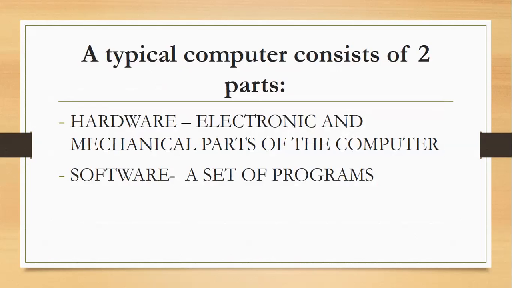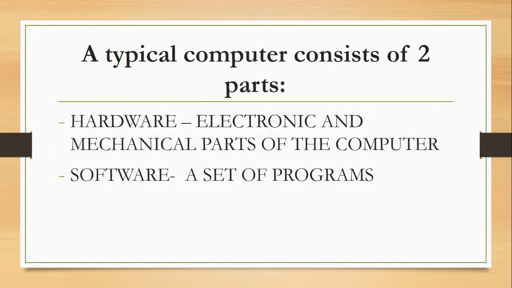So a typical computer or PC consists of 2 main parts. The first one is called hardware, and the second one is called software. So what's hardware, students? Hardware is the electronic and mechanical part of the computer. The devices can be considered hardware because they are built electronically, and we can touch or see them physically, and that's why they're called hardware.